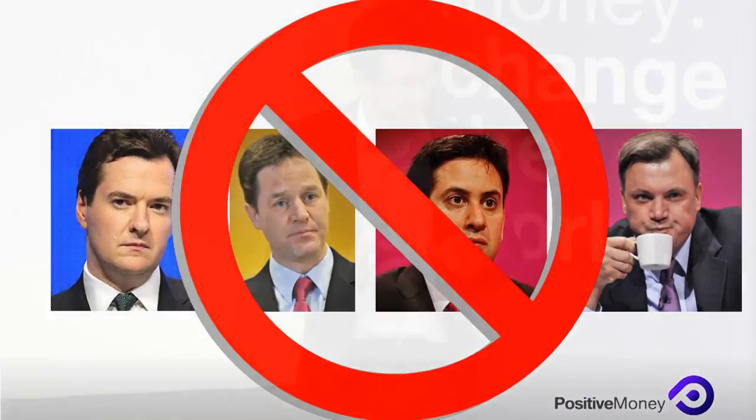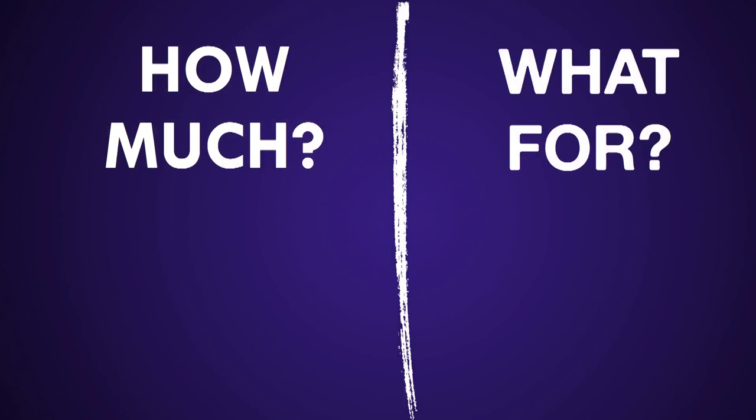So the absolute key thing that needs to be done is that you have to separate the decision over how much money is created and what that money is used for. Because as soon as the same person or the same organization is making those two decisions, you have a conflict of interest.